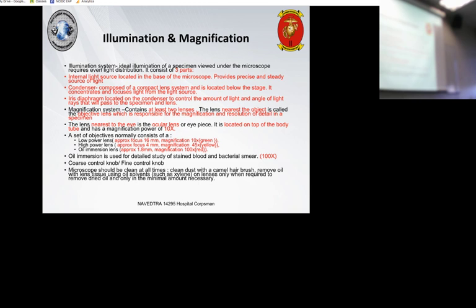The main other thing, oil immersion is always going to be 100. However, oil immersion is basically only going to be in microbiology. Everything else is most likely going to be under high power. Next.